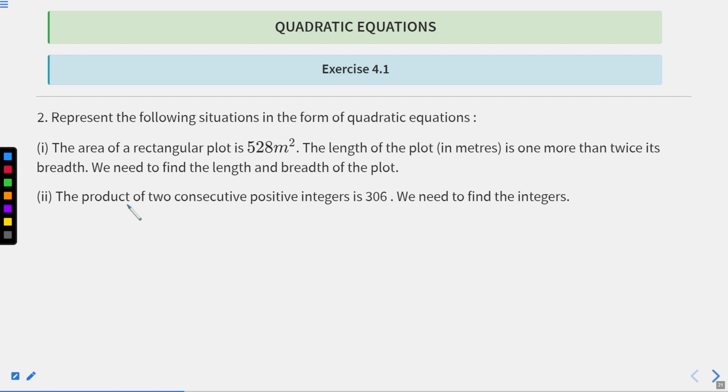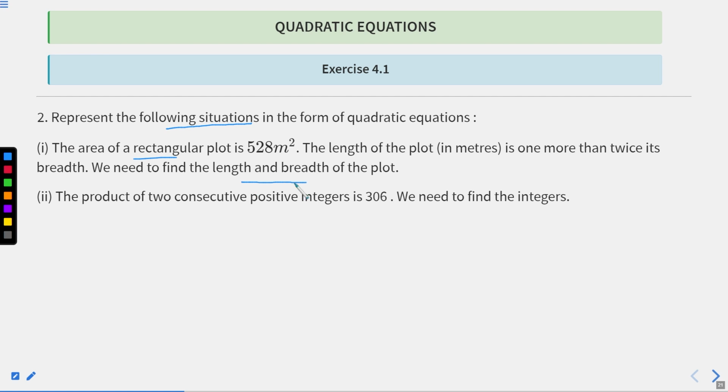In question number 2, we have to represent the following situations in the form of quadratic equations. Here we have this information: the area of a rectangular plot is 528 square meter. The length of the plot in meters is one more than twice its breadth. And we need to find the length and breadth of the plot.